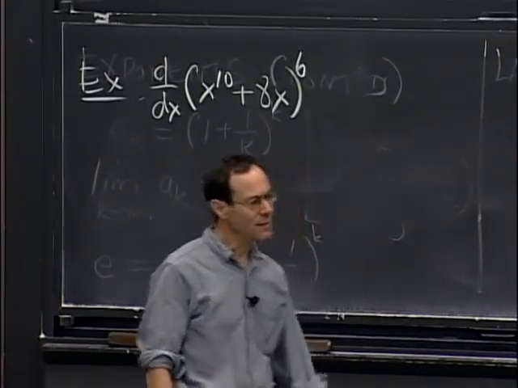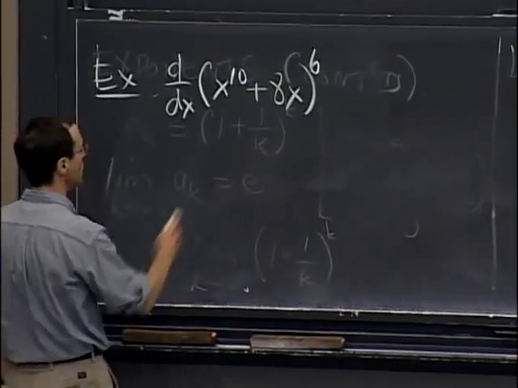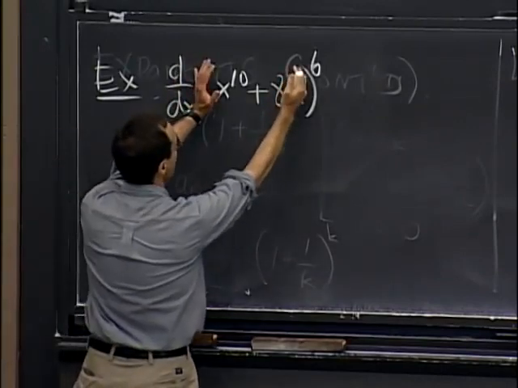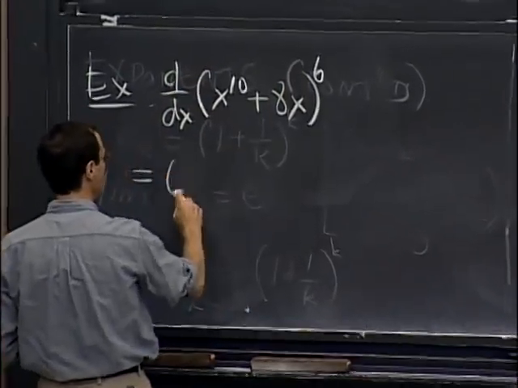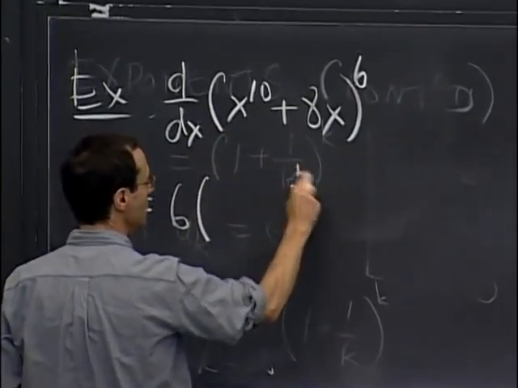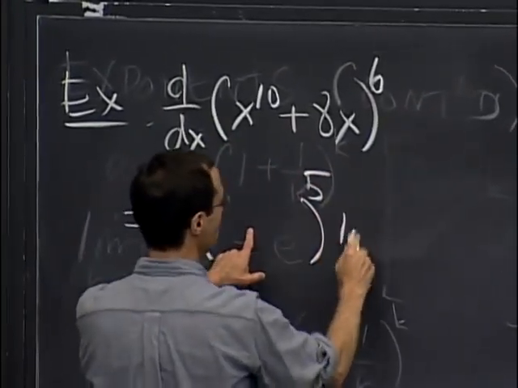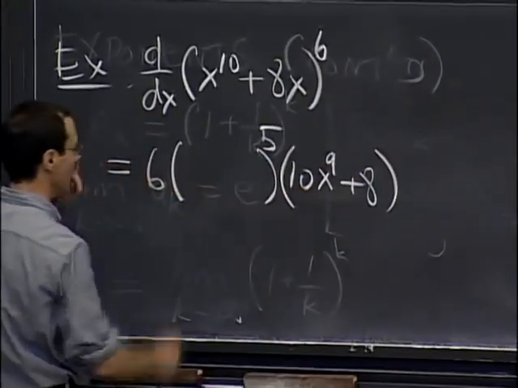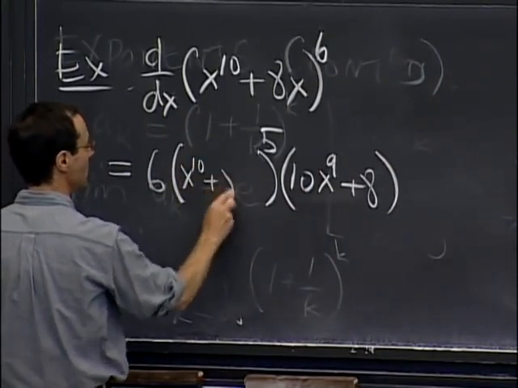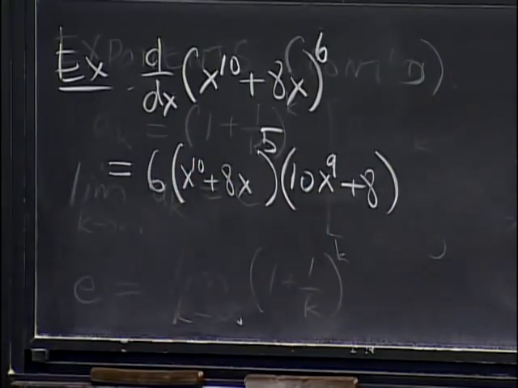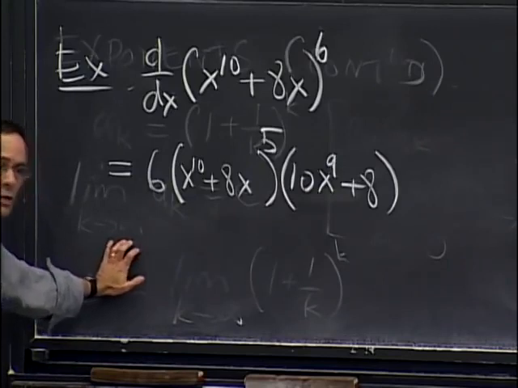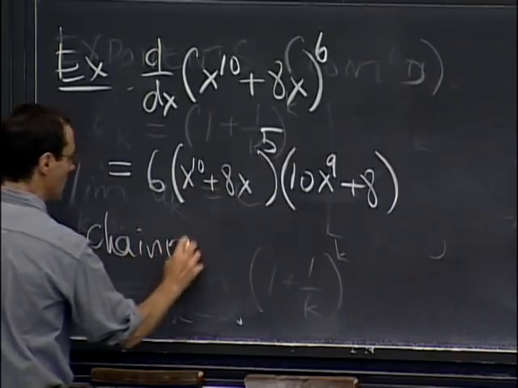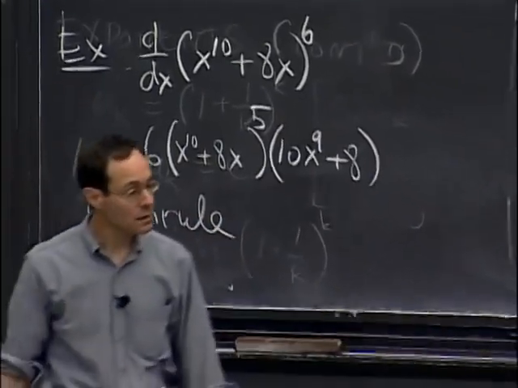Yeah? Chain rule, that's it. We use the chain rule. So fortunately, this is relatively easy using the chain rule. We just think of this box as being the function, and we take 6 times this guy to the 5th, times the derivative of this guy, which is 10x to the 9th plus 8. And filling this in, it's x to the 10th plus 8x. And that's it. That's all you need to do to differentiate things like this. The chain rule is very effective.